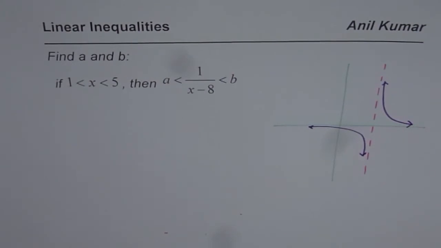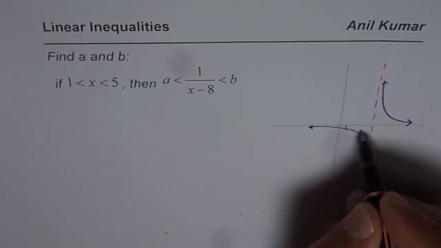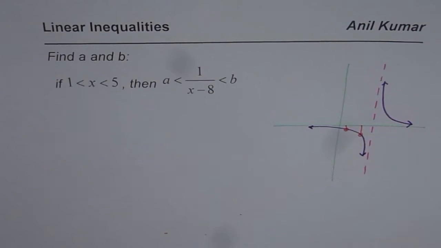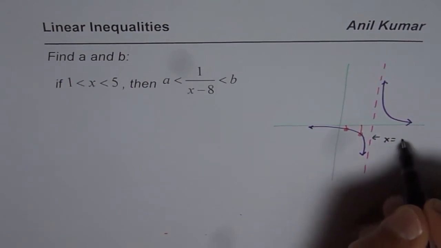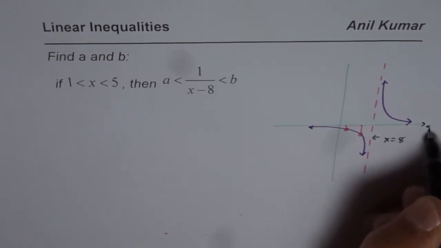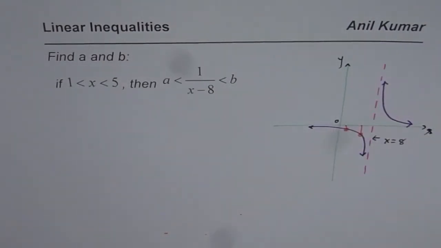Now the question is, if x is between 1 and 5. So 1 is here and let us say 5 is here, and we are looking for these 2 points. Is that okay? That is the type of question which we have. This line here is x equals 8. Correct? That is the x-axis, this is the y-axis, that is 0.